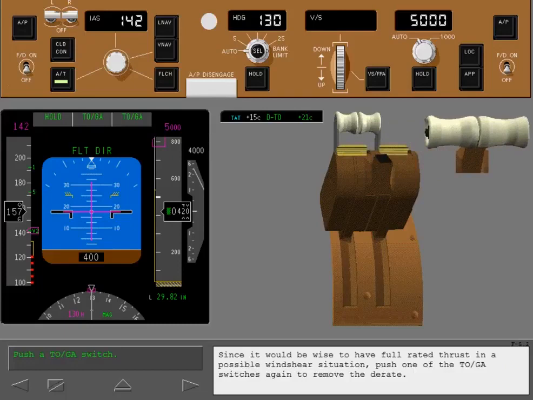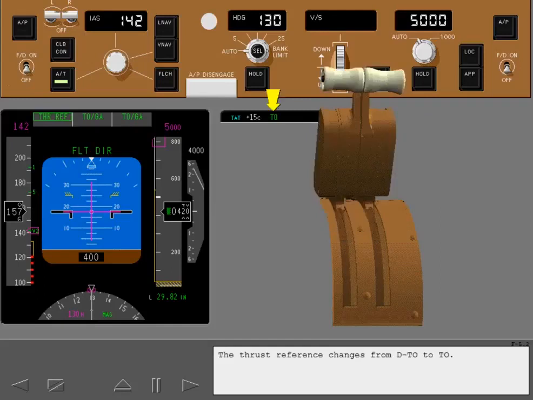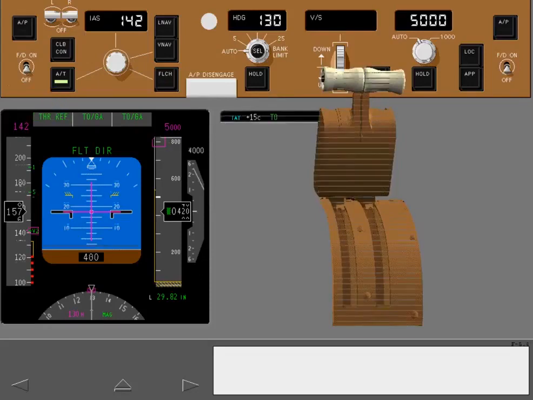Since it would be wise to have full rated thrust in a possible wind shear situation, push one of the toga switches again to remove the derate. The thrust reference changes from derated takeoff to takeoff. The auto throttle engages in thrust reference and sets full takeoff thrust.